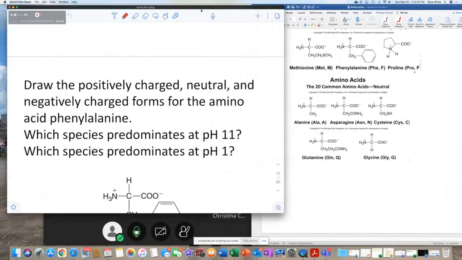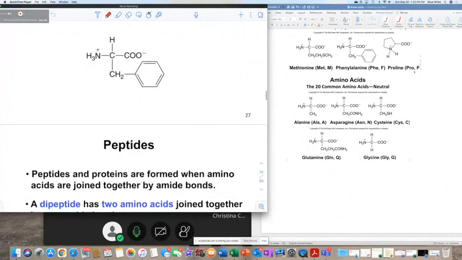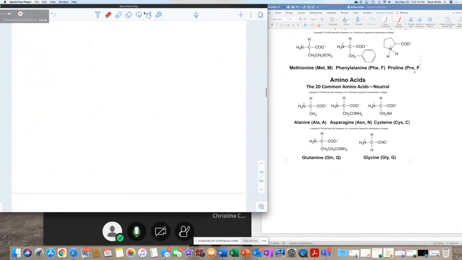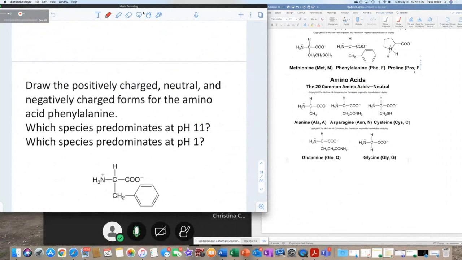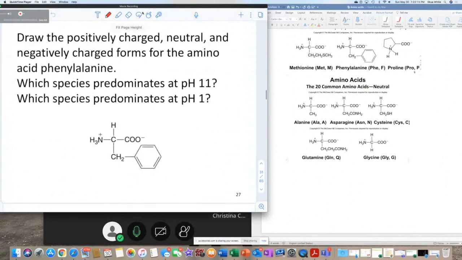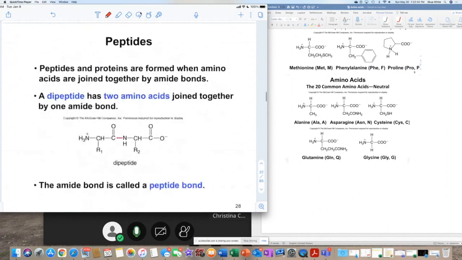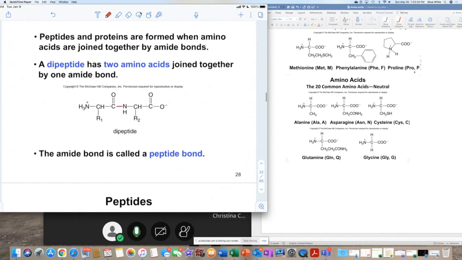I think I already worked on this one here. Didn't I already work on that one? Oh, okay. So this part here is very similar to what I just did, so there's no need for me to redo this, right? This is a pH equals 6. At 11, this will predominate, and then this one here will be NH2. At 1, this one here will have an H, and this would be as is, right? So I won't go into that anymore. Oh, right here, look, peptides.